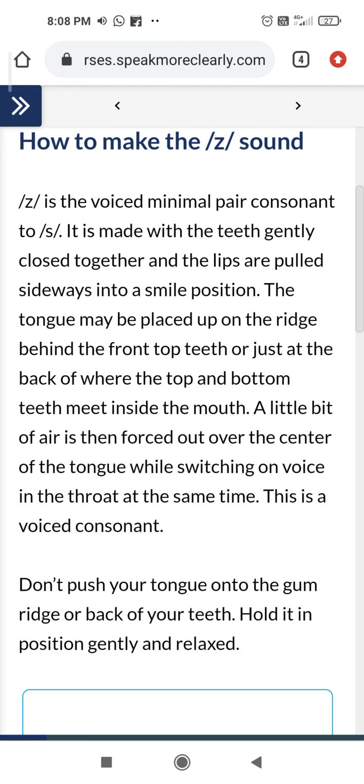A little bit of air is then forced out over the centre of the tongue while switching on voice in the throat at the same time. This is a voiced consonant.